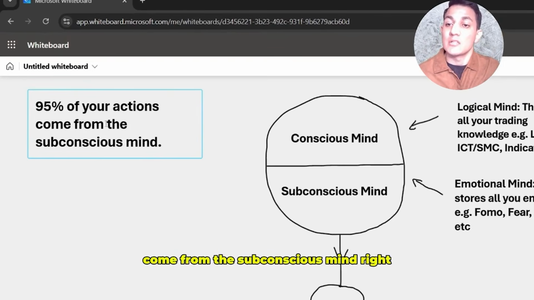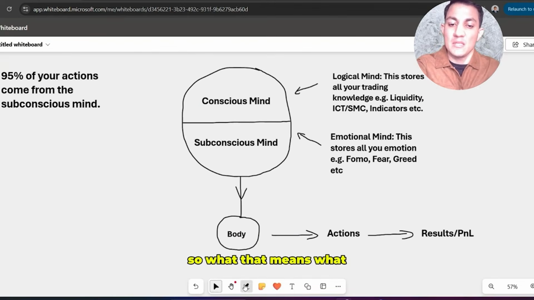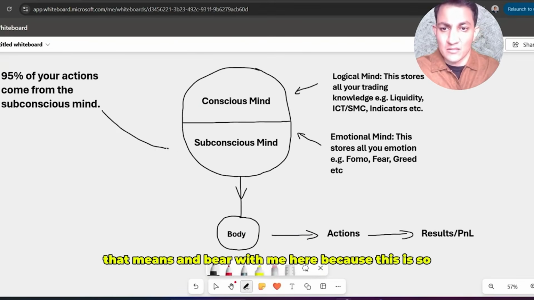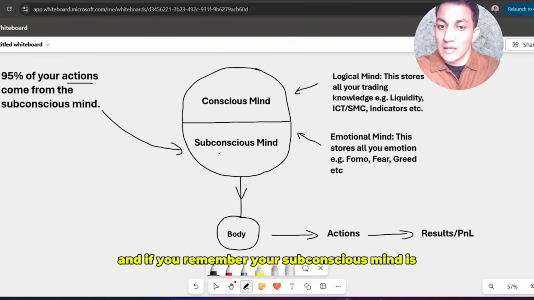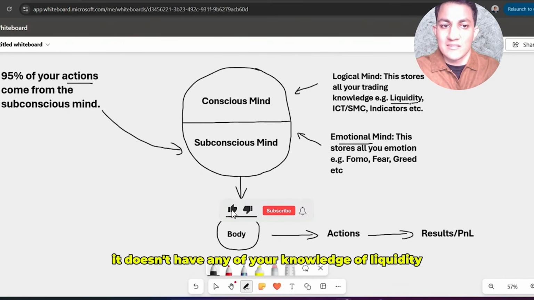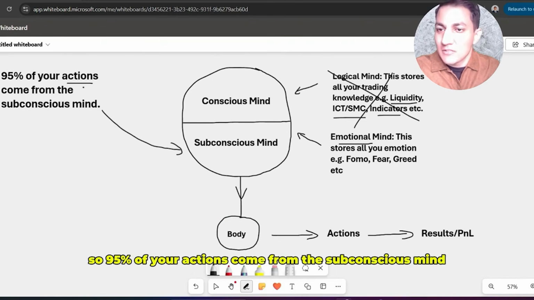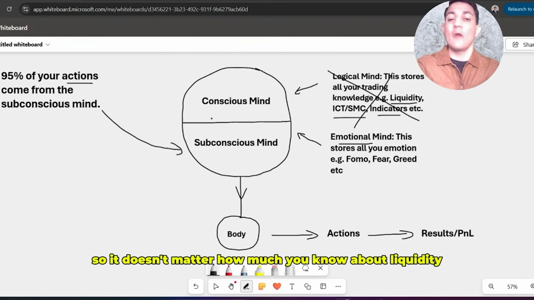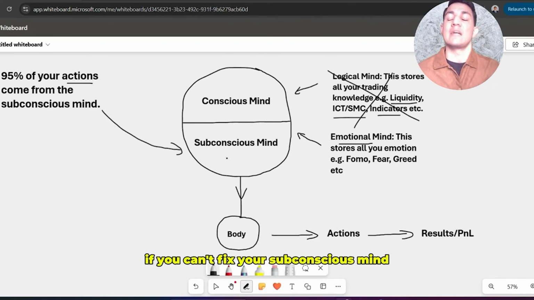95% of your actions come from the subconscious mind, not the conscious mind. So what that means, and bear with me here because this is so important: 95% of your actions come from the subconscious mind. And if you remember, your subconscious mind is the emotional part of your mind. It doesn't have any of the logic. It doesn't have any of your knowledge of liquidity, of ICT, of indicators. All it has is emotion. So it doesn't matter how much you know about liquidity, daily bias, ICT. If you can't fix your subconscious mind, you're never going to make money.